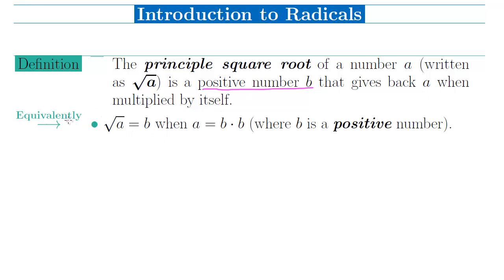So in math speak, the principal square root of a number a is equal to b exactly when a is actually a product of b times b. So for example, the square root of 16 is equal to 4 because 16 is equal to 4 times 4.